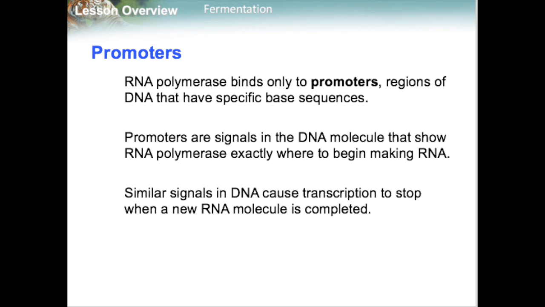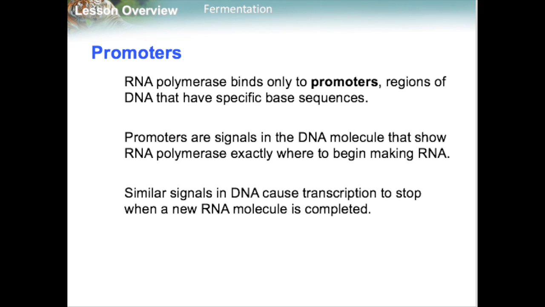These are regions of DNA that have specific base sequences. Basically, there's a really bright sign in those DNA sequences that's saying, come here, this is where you want to start. Think of promoters like clubs: come here, you can get whatever you want, you just got to come here. So promoters are basically doing that. There are signals on the DNA molecule that show RNA polymerase exactly where to begin making RNA. Similar signals in DNA cause transcription to stop when a new RNA molecule is completed.